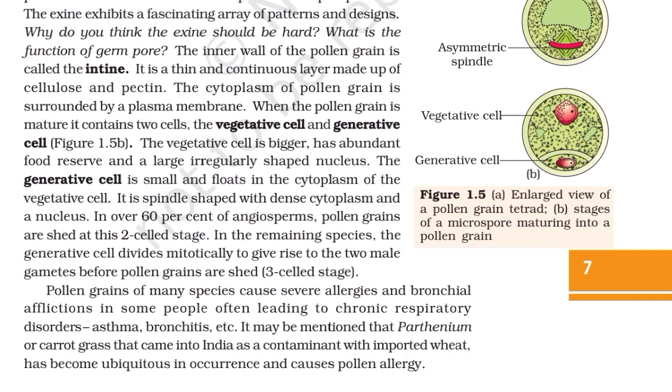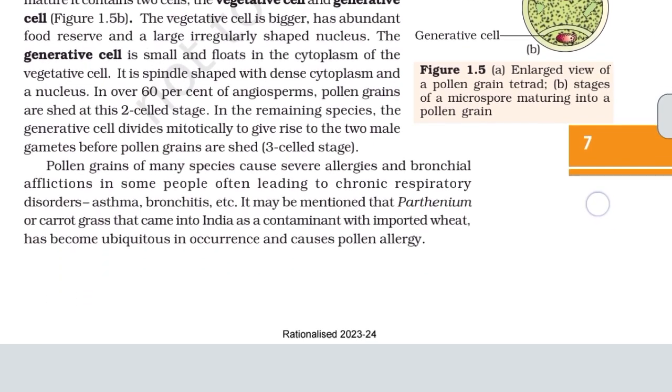In over 60% of angiosperms, pollen grains are shed at the 2-cell stage. In the remaining species, the generative cell divides mitotically to give rise to the 2 male gametes before pollen grains are shed in 3-cell stage. Pollen grains of many species cause severe allergies and bronchial afflictions in some people, often leading to chronic respiratory disorders like asthma, bronchitis, etc. It may be mentioned that Parthenium or carrot grass that came into India as a contaminant with imported wheat has become ubiquitous in occurrence and causes pollen allergy.